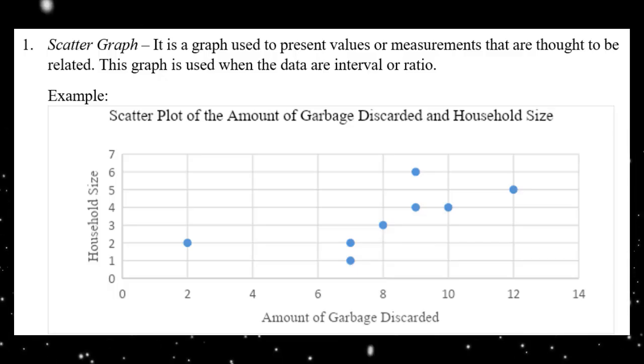We have different types of a graph. We have the scatter graph. It is a graph used to present values or measurements that are thought to be related. For example, the scatter plot of the amount of garbage discarded and household size.